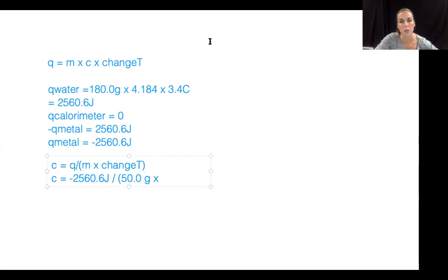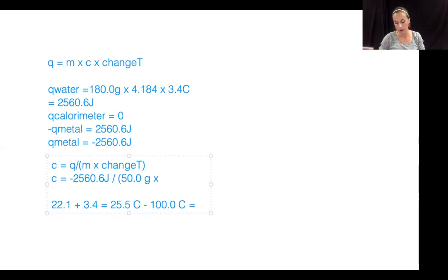Okay, so we're doing final temperature minus initial temperature. So I need to figure out my final temperature of the water. So the water was 22.1 degrees. I'm going to add that 3.4, and that's going to give me 25.5 as the final number. And that'll give me my temperature change for the metal.